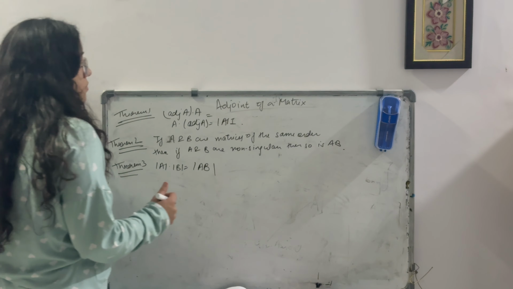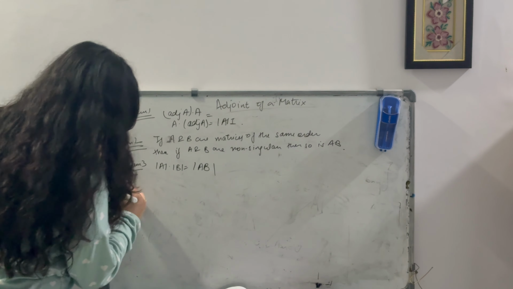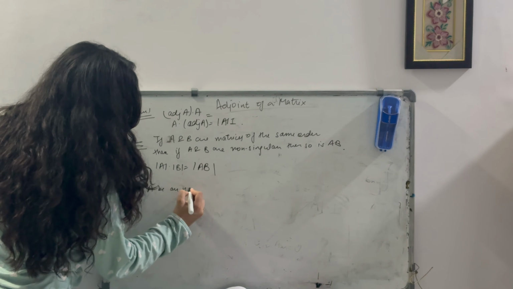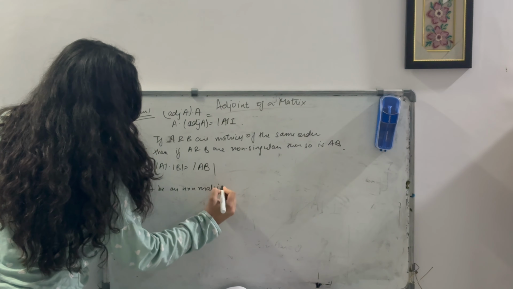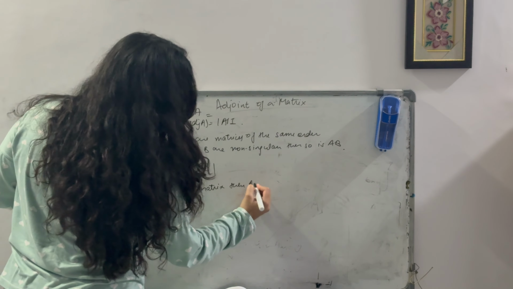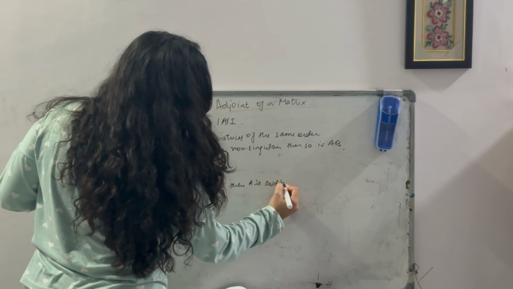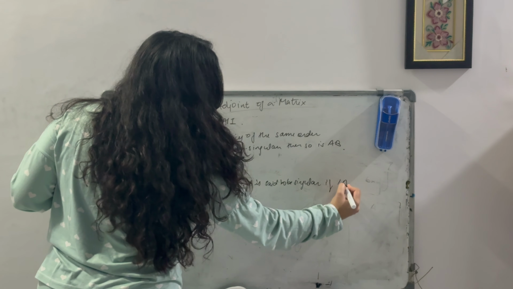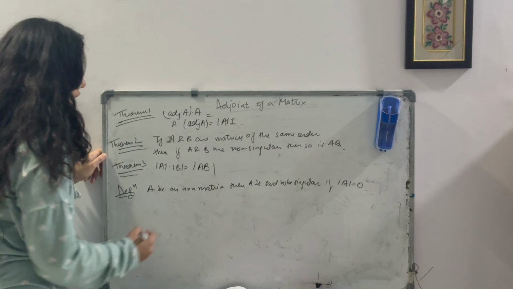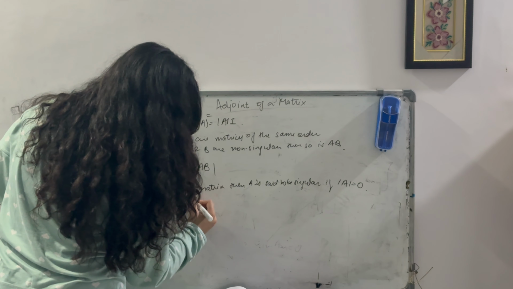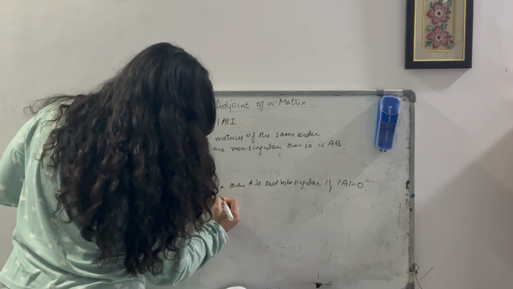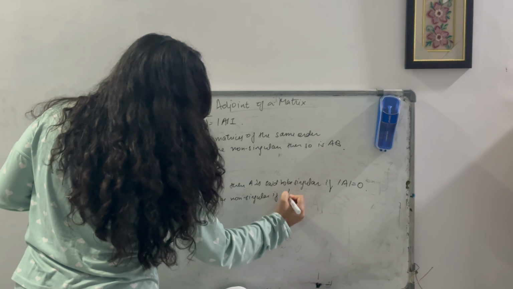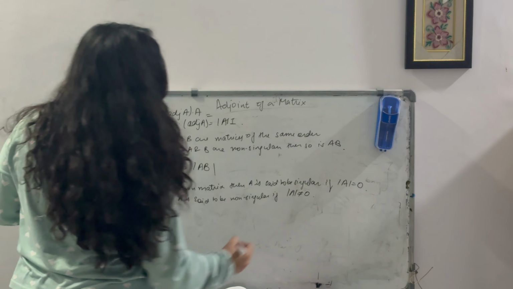So when we are talking about singular matrices and non-singular matrices, the definition says that if A is an n cross n matrix, then A is said to be singular if determinant of A is equal to 0, and A is said to be non-singular if determinant of A is not 0.